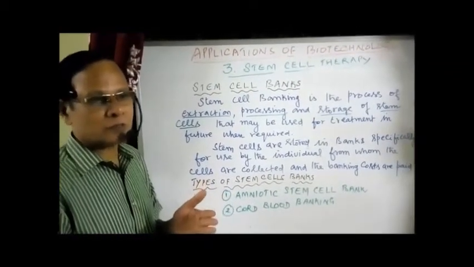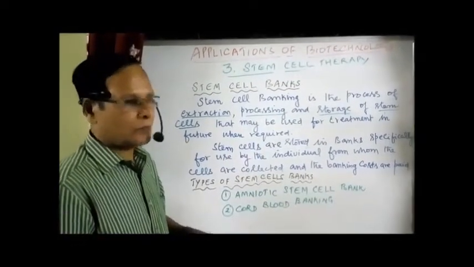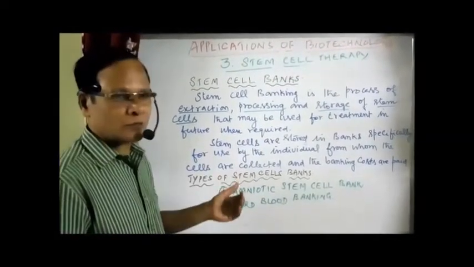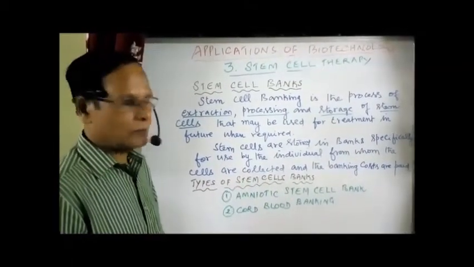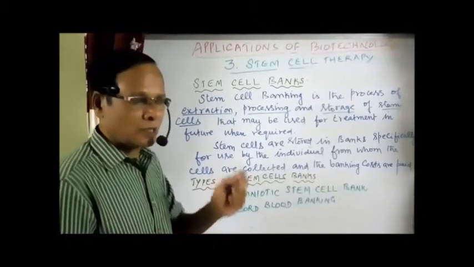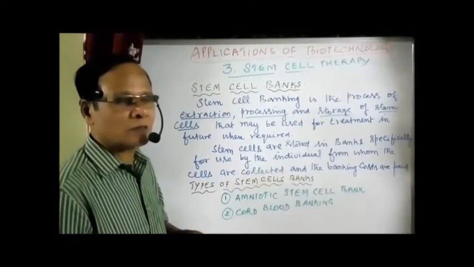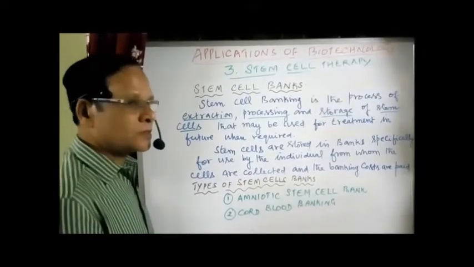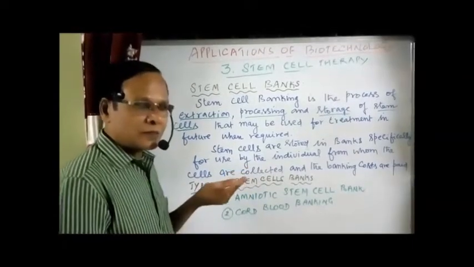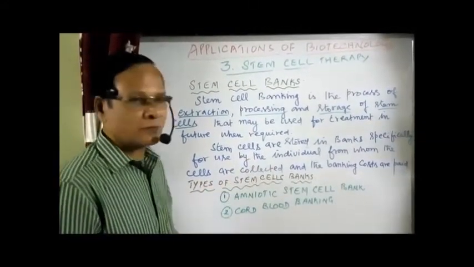Even after 21 years, you can take the stem cell and produce an individual. But because of ethical issues, we are not producing any individual from the stem cells. But it is possible to produce an individual from a stem cell that is collected from either the umbilical cord or from the amniotic fluid, etc. So based on where the stem cells are collected, we have the following types of stem cell banks.